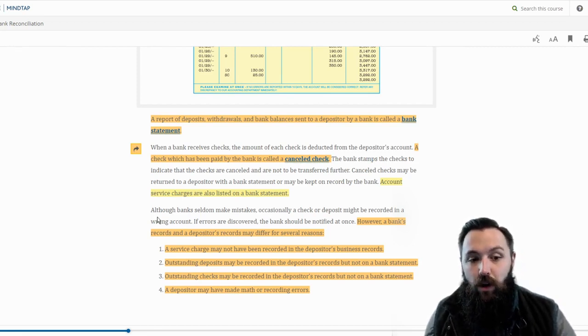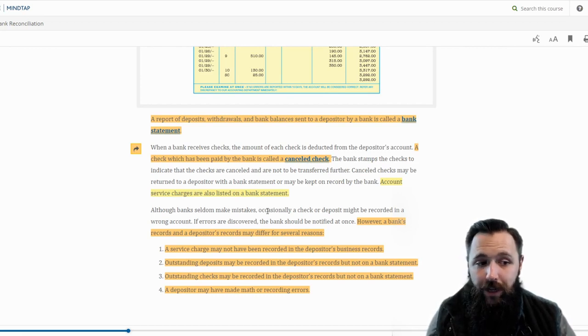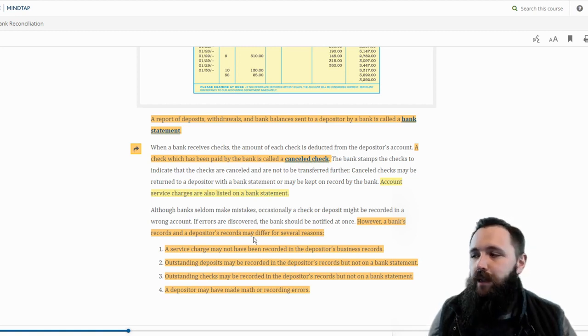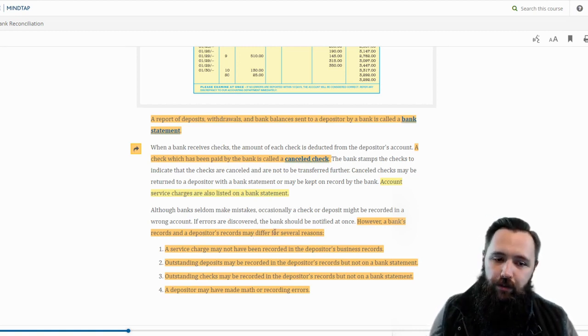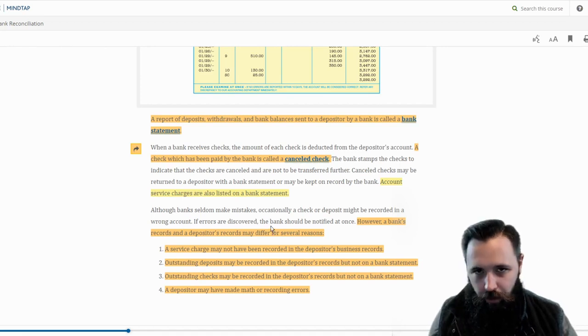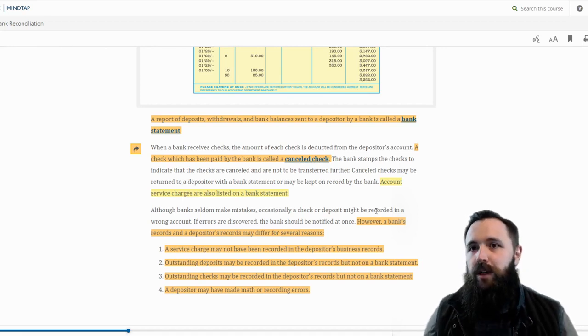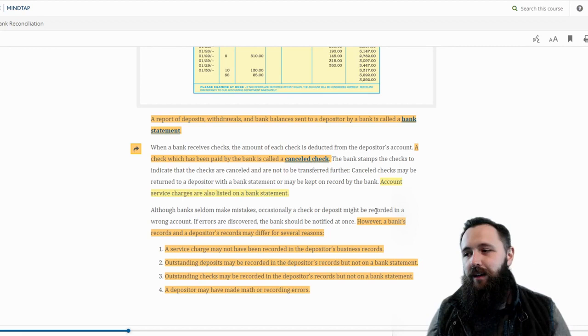Here it says although banks seldom make mistakes, occasionally a check or deposit might be recorded in the wrong account. That could happen. Banks have made mistakes in the past. And it's not like at the grocery store where they put up the wrong price and you say, ooh, the price said this, I'm getting it for that no matter what.